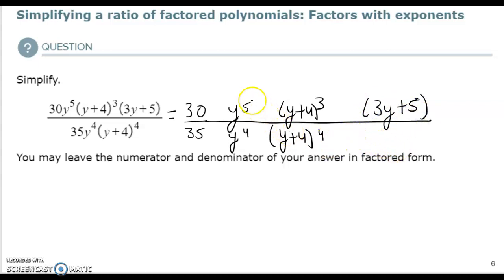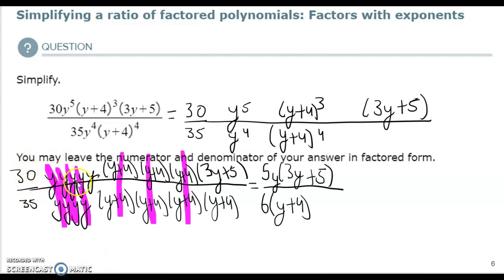I want you guys to think about how many y's can be crossed out, how many would be left at the top, how many y plus 4's would you be able to simplify, and how many would be left, and so on. Go ahead and pause your screen and try that. I'll show the answer here. If it helps, you could have written all these out and crossed out what you can simplify to 1, but this should be the answer you got here: 5y times 3y plus 5 divided by 6y plus 4. We're going to go to the next slide.